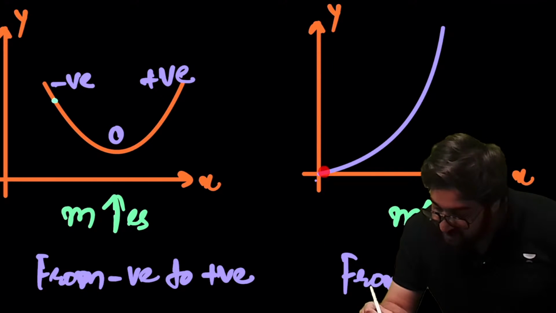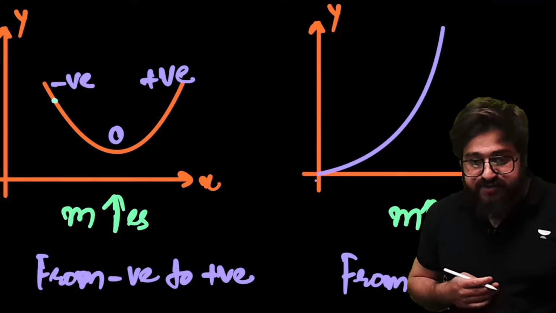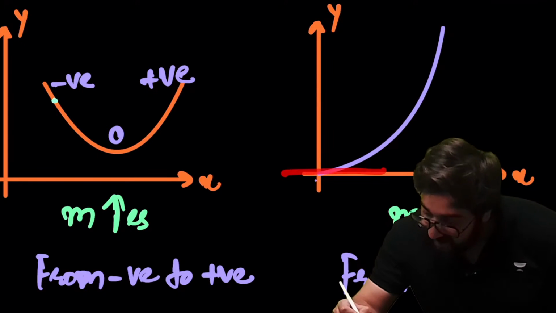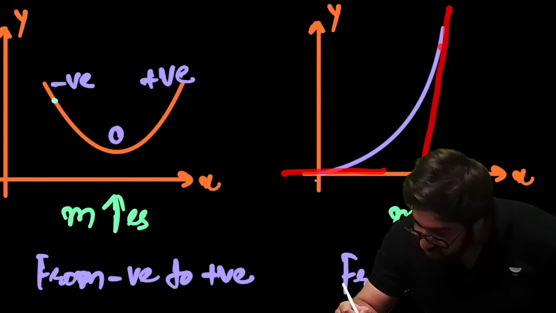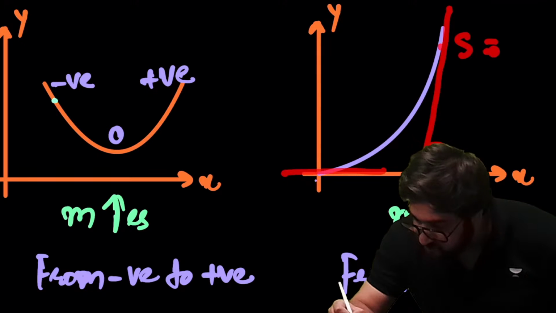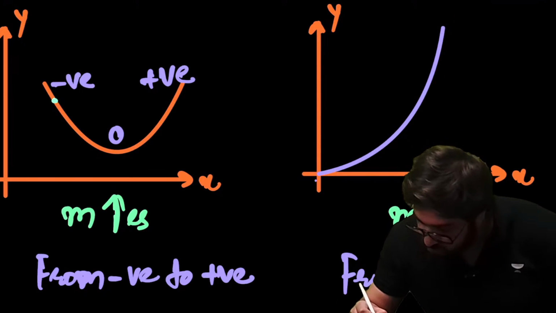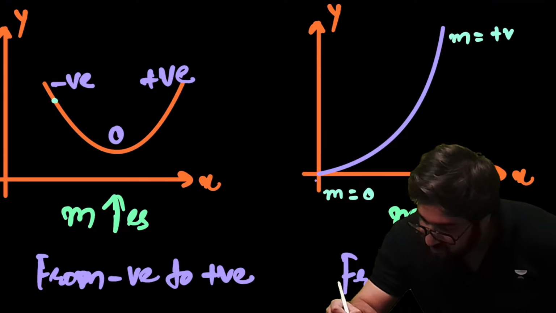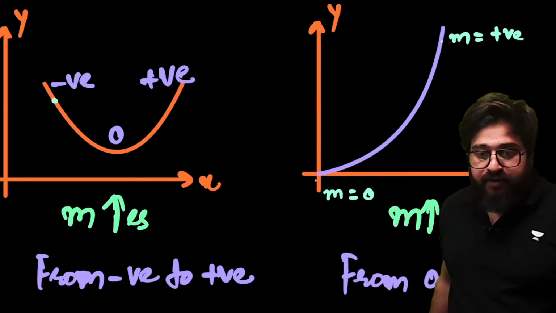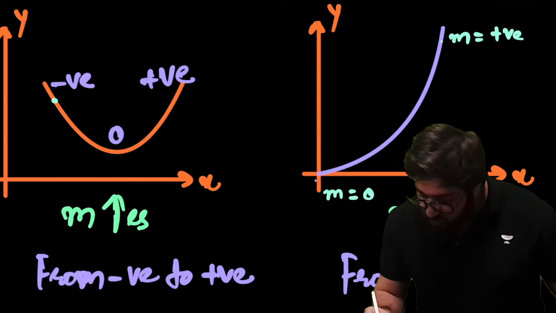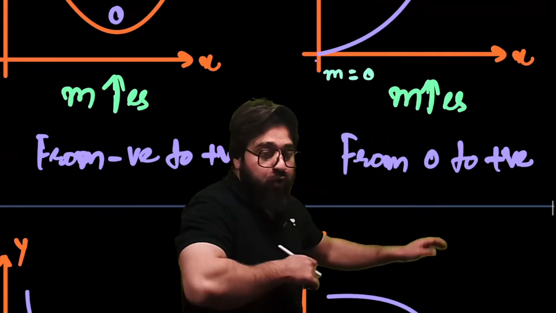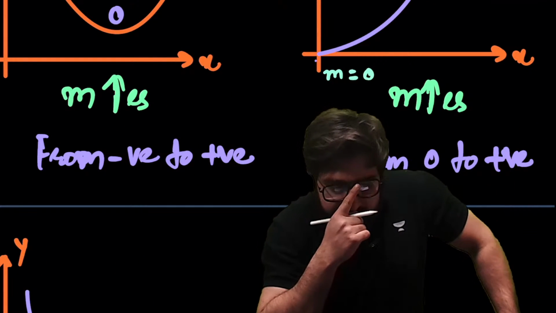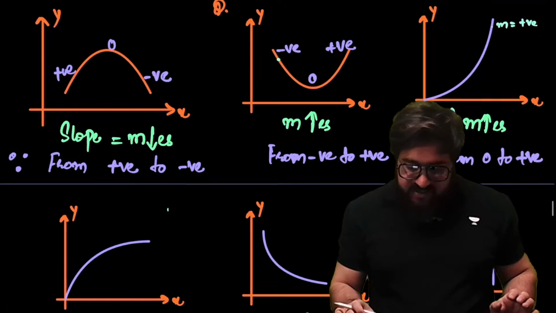In this case, at this point slope is 0. If you draw a line which is parallel to the x-axis, it is 0. At this point, this much is the slope, and this slope over here is positive. So slope over here is m equal to 0, and in this case m is positive. So in this case also, slope is increasing from 0 to positive. Slope is increasing. Is this clear?